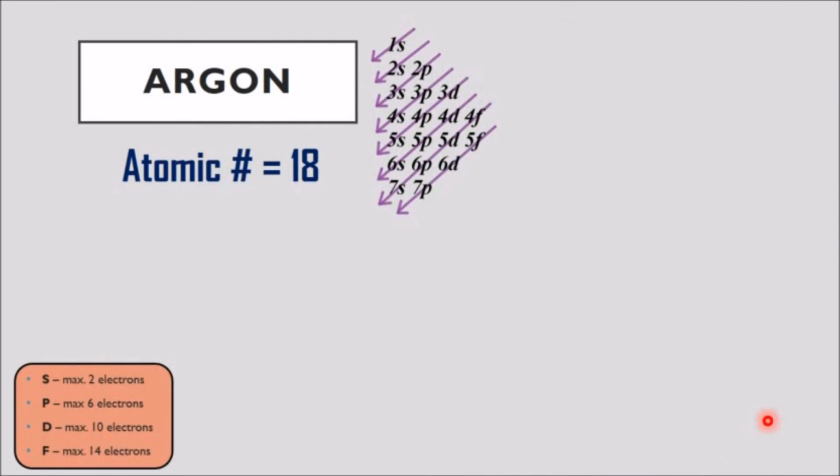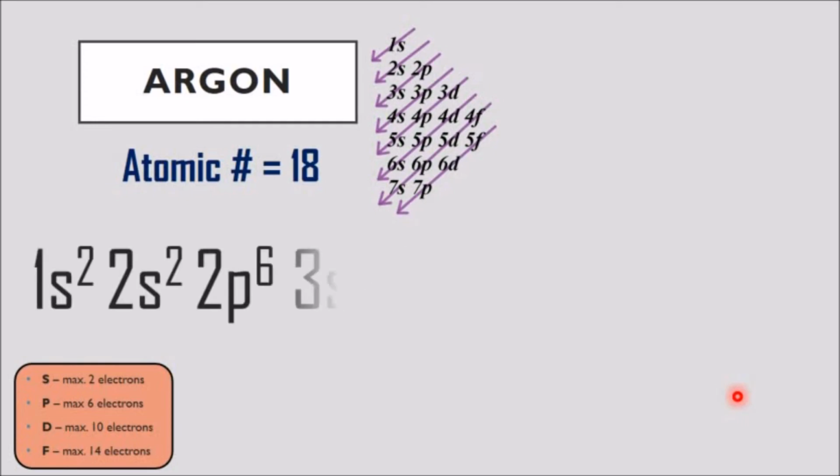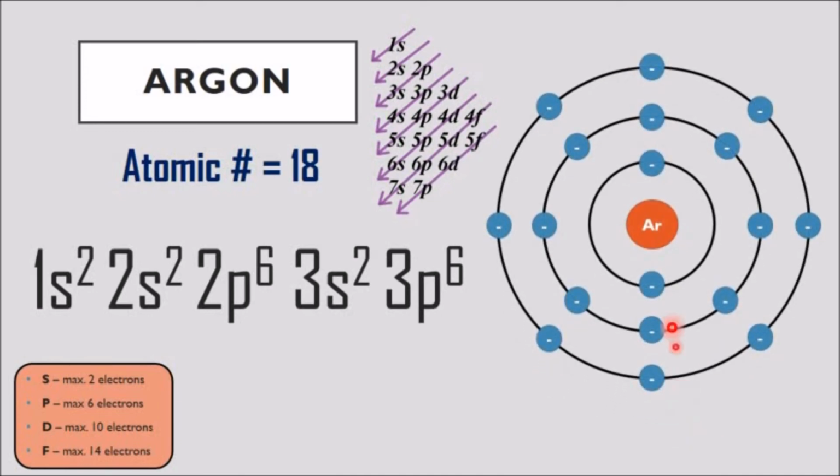Kindly write the electron configuration for argon. You're welcome to pause this video while answering the question. Let's check your work. Your answer must be 1s2, 2s2, 2p6, 3s2, and 3p6. Argon's electron configuration basically tells us that argon has 2 electrons in the first shell, 8 electrons in the second shell, and also 8 electrons in the third shell. And the last subshell of argon is 3p. Next example.